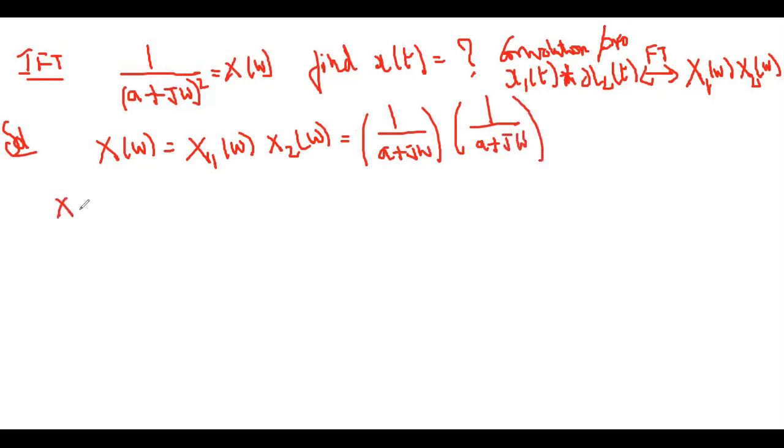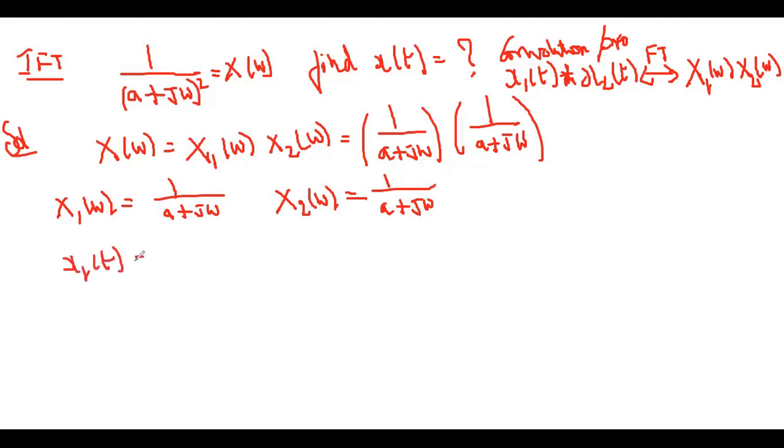So from this, X1 of omega is equal to 1 by a plus j omega. Another, X2 of omega, is also the same thing, 1 by a plus j omega. So now here I am applying the inverse Fourier transformation. x1 of t is equal to e power minus a t mu of t, and x2 of t is also e power minus a t mu of t.